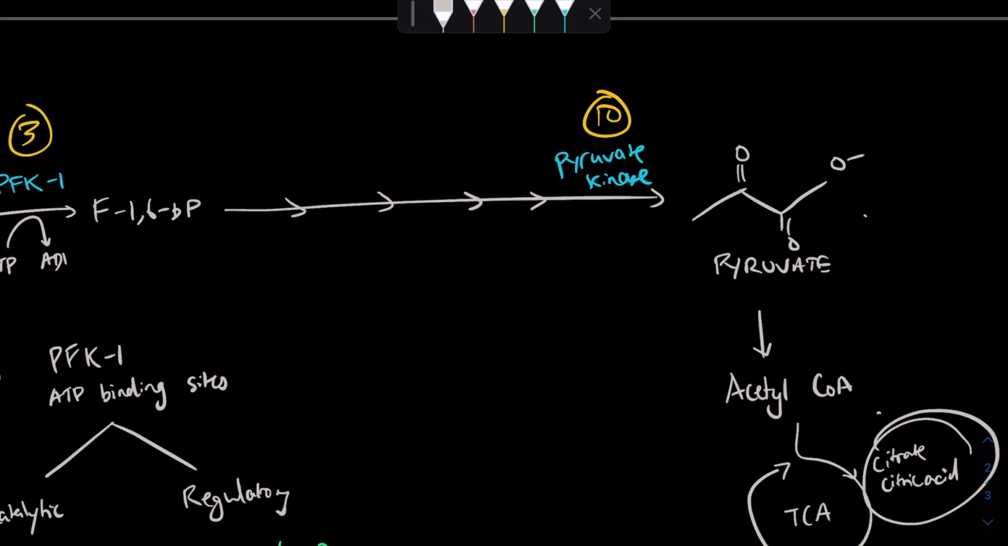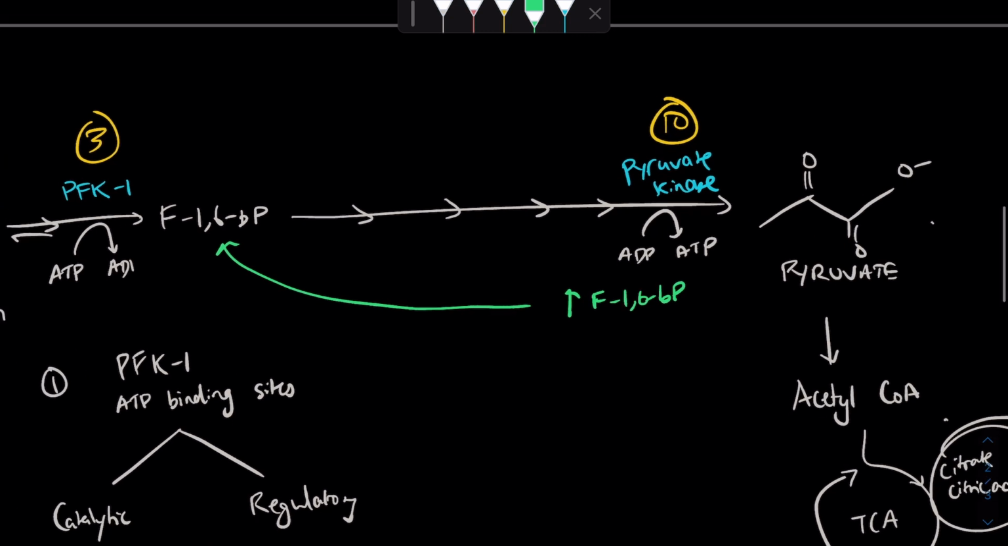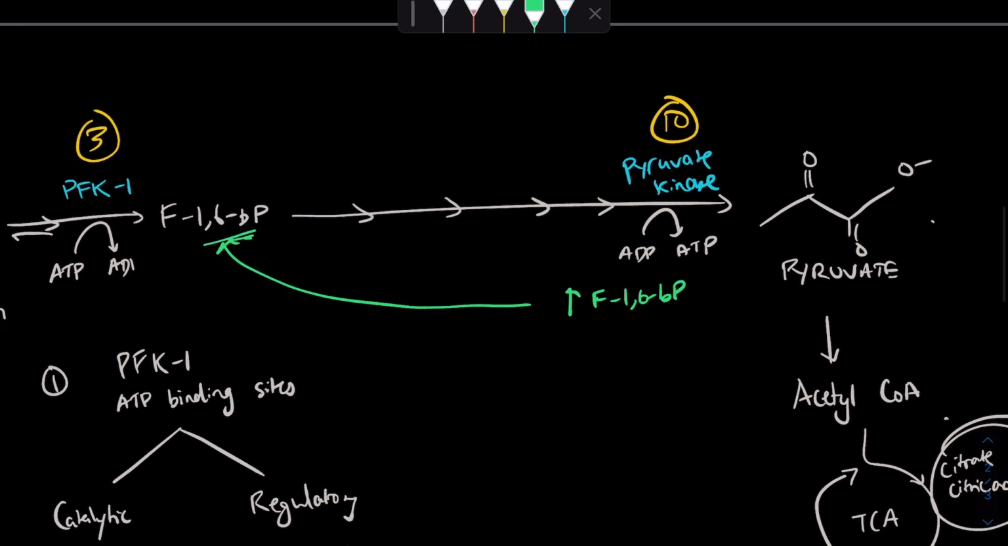So pyruvate kinase has 4 major isoforms, and all 4 major isoforms are controlled by F16BP. F16BP is the compound we made before. Its presence is going to promote the activity of pyruvate kinase. And that's because if we've already made a lot of F16BP, we need to ensure that we have enough pyruvate kinase and that it's working properly to make more pyruvate. It can't just get stuck in the middle, right? So F16BP is going to be an activator of pyruvate kinase.